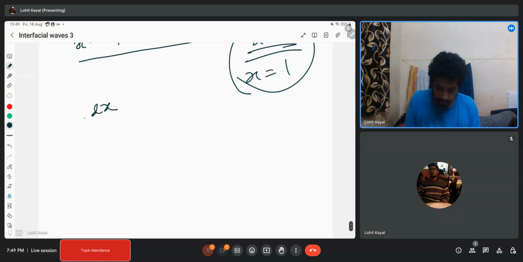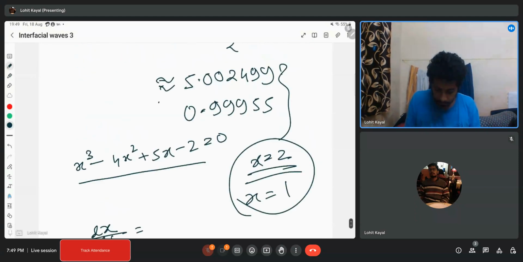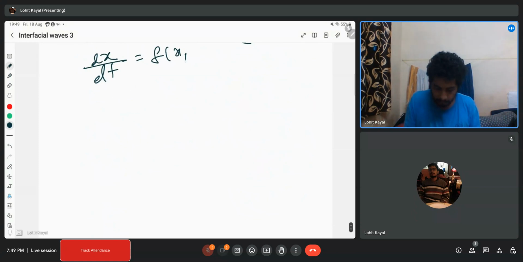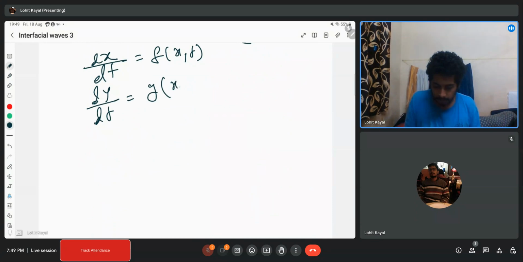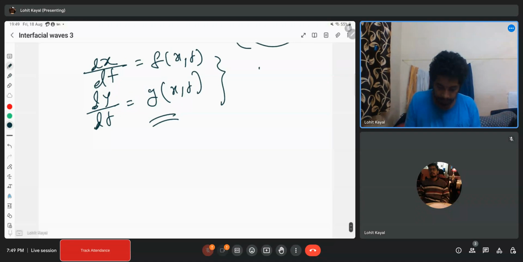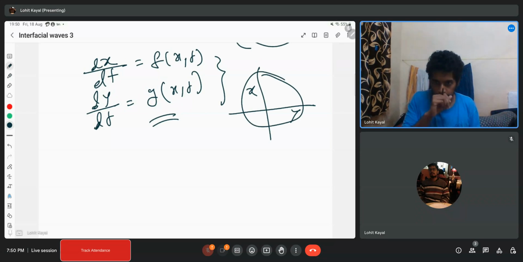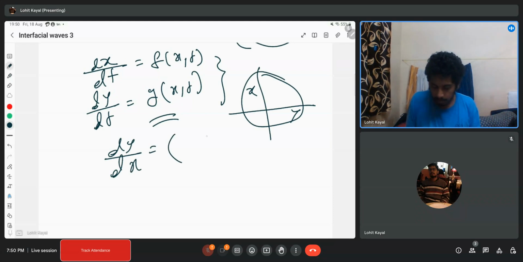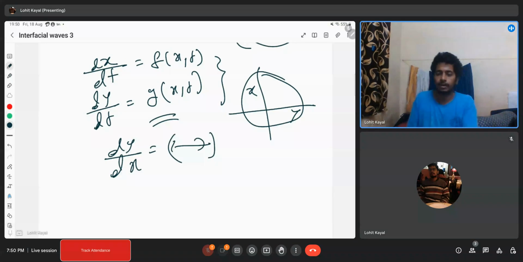So if you have equations like this, dx dt equal to some f of x, t, dy dt equal to some g of x, t, so you find a plot of x versus y, then that is called your phase portrait. So how to do that? The very simple way is just do dy dx. So you will get some functional form. If you can integrate it, you will be able to get some curve, and that will be your phase portrait.